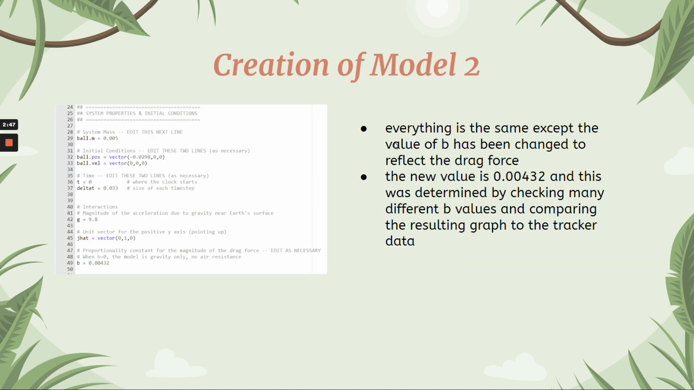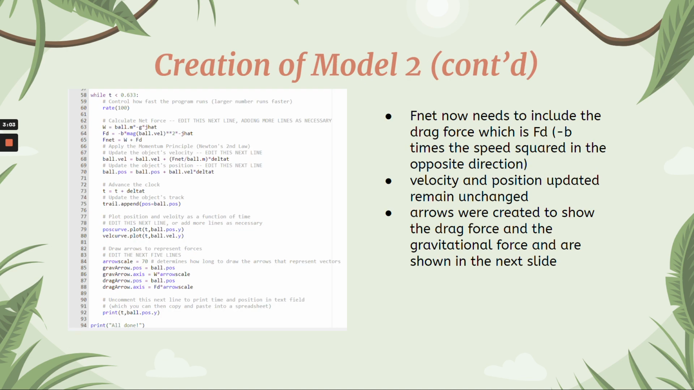So then, moving on to the creation of Model 2, which accounts for the drag force, everything is exactly the same in the first part of this, except the value of B has been changed to reflect the drag force. The new value is 0.00432, and this was determined by checking many different B values and comparing the resulting graph to the Tracker data. So then for the loop, F net now needs to include the drag force, which is Fd, calculated as negative b times the speed squared in the opposite direction, so negative j hat. Velocity and position updates remain unchanged, and then at the bottom, these arrows were created to show the drag force and the gravitational force, and that's shown in the next slide.